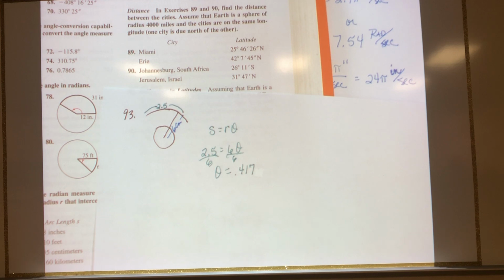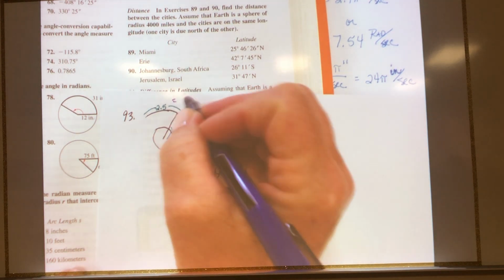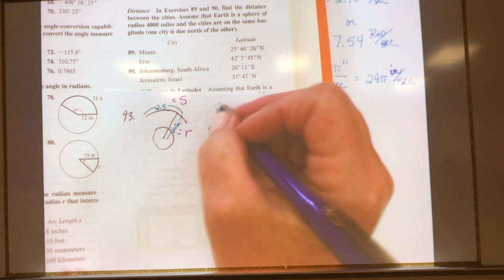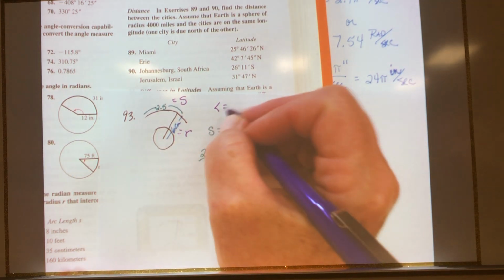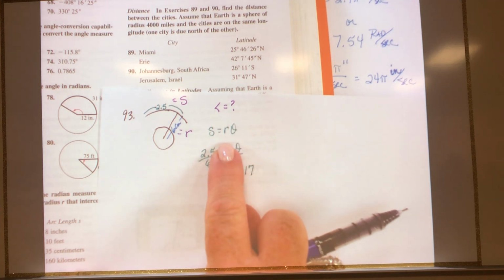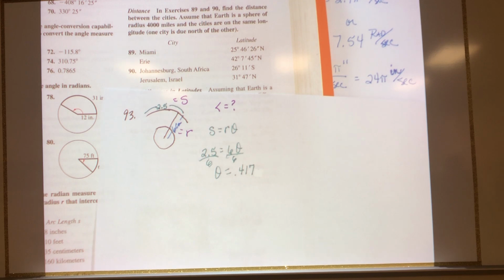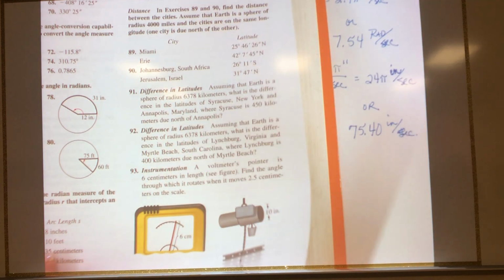I will tell you this, sometimes when you're not sure what formula to use, I label everything that I have. Like I would say, okay, so this is R, this is S, and I'm looking for an angle. All right, so do I have a formula with an R, an S, and an angle? Yeah, here it is right there. So I plug everything in and I solve for it. So it's 0.417 radians. Okay, they didn't ask for it in degrees. If they had, I would have converted it. All right, everybody okay?